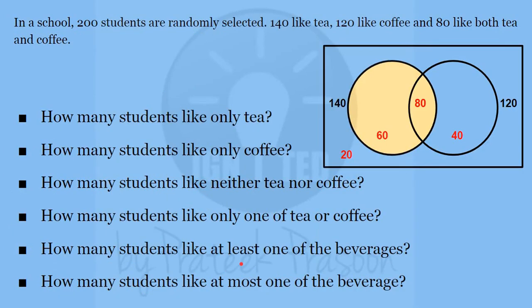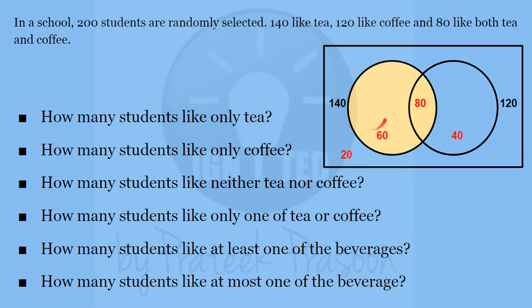Now come to this particular question. This is quite important. If you understand this, you can solve many questions. In a school, 200 students are randomly selected. 140 of them like tea. So the area of this yellow circle is 140. And 120 of them like coffee. The area of this transparent circle is 120. 80 of them like both. So this common area is 80. 80 of them like both tea and coffee. So let us do something. How many of the students only like tea?